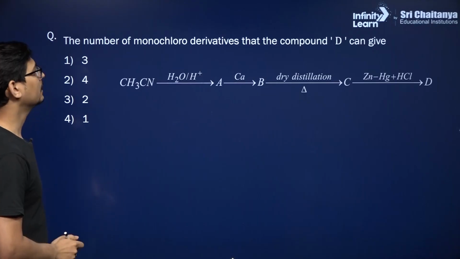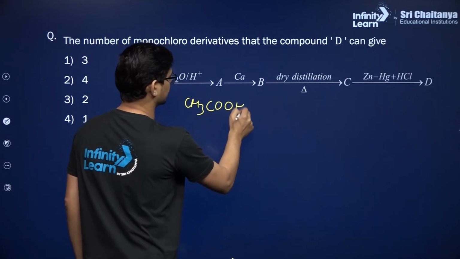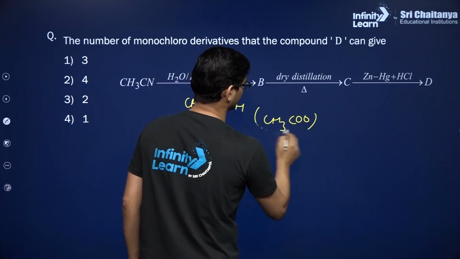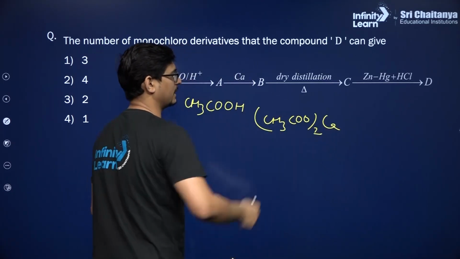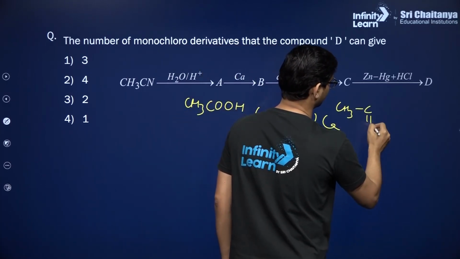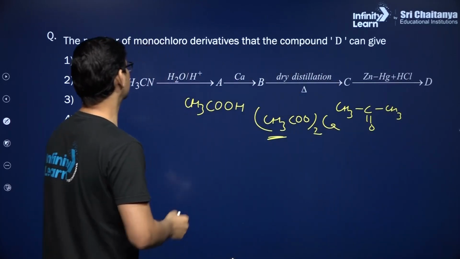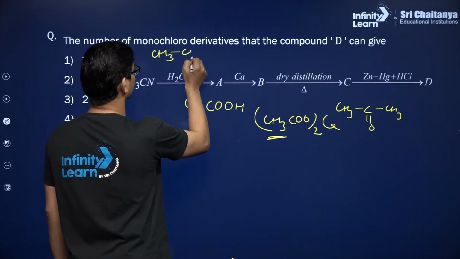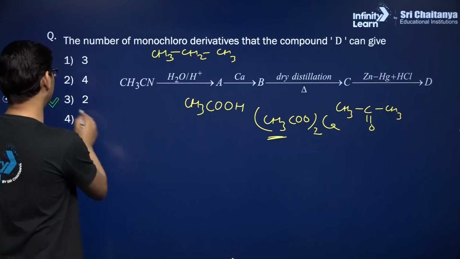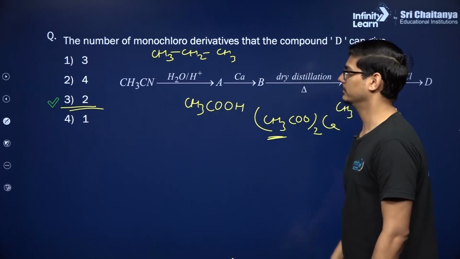So of course here first when you hydrolyze it, this is acetic acid, then this is calcium acetate, right, and then on dry distillation it will produce acetone, and on Clemmensen reduction it will give you propane. So now the question is, if propane undergoes monochlorination, then how many isomers can it give? Of course 2, because 1-chloropropane and 2-chloropropane, there are only 2 possibilities.